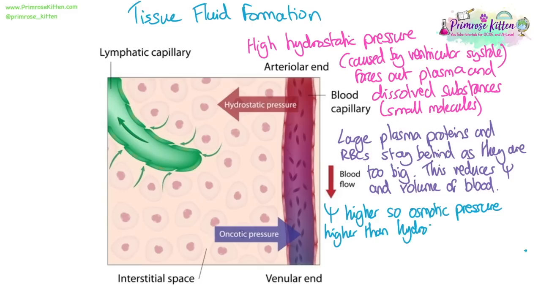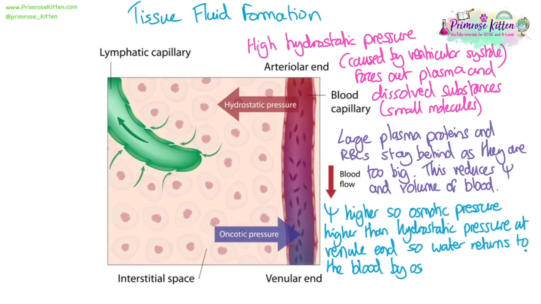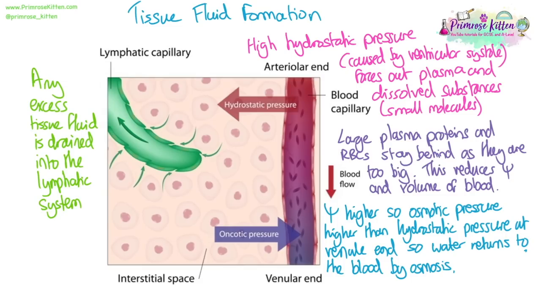This means at the venule end of the capillary, water potential is lower, which creates a higher osmotic pressure than the hydrostatic pressure because we've lost volume and therefore have lower hydrostatic pressure. This high osmotic pressure forces water to return to the blood by osmosis from the tissue fluid. Any excess fluid that does not return to the capillary is drained into the lymphatic system through lacteals or lymphatic capillaries.